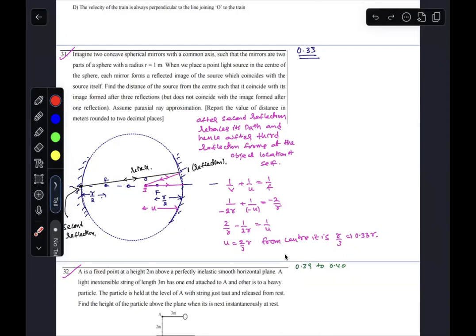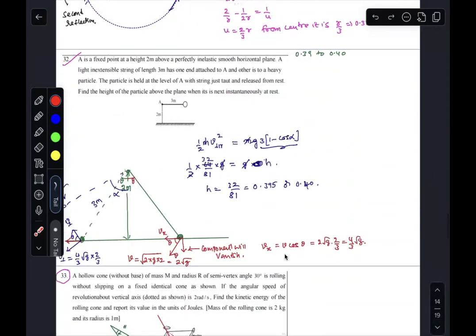Unfortunately, we will mark 2R by 3 also. They are asking it from the center. R by 3. R by 3 means 0.33 R. R is 1 meter. Answer is 0.33. At least this question can be done. 24 plus 4, 28 marks by this time.